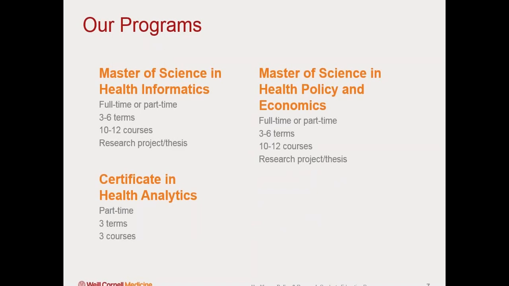As you can see on the slide, both of the master's programs can be completed in 1 year if you're a full-time student, or up to 2 years if you're a part-time student. In addition, both master's students require a research project and thesis, which we'll discuss in more detail a little bit later on. We also have a unique academic year. We've got 3 terms over the course of 12 months. So we've got a fall term, a spring term, and a summer term. The certificate program in health analytics also takes 1 year to complete, but it's part-time. You take only 1 course per term and complete it within the same time frame.